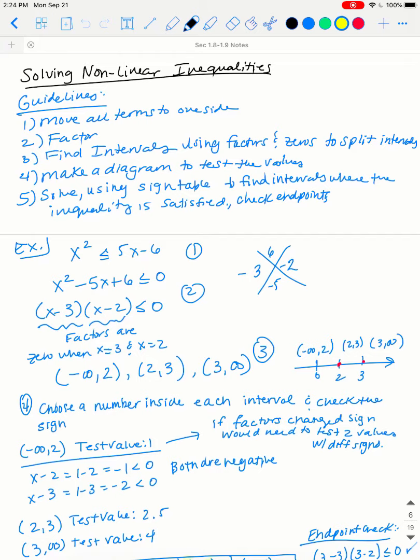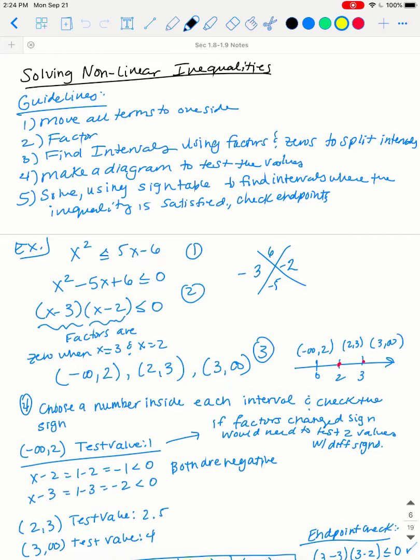So for example, we have x squared is less than or equal to 5x minus 6. Our first step is to move all terms to one side. So we're going to move minus 5x plus 6 to get everything to the left. So we have x squared minus 5x plus 6 is less than or equal to 0. We can see this is a nonlinear inequality because it's x squared, which makes it quadratic. Now we're going to factor. Our factors are x minus 3 and x minus 2. So this is 0 when x equals 3 and x equals 2.